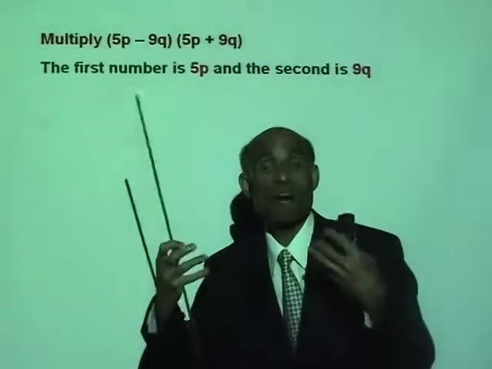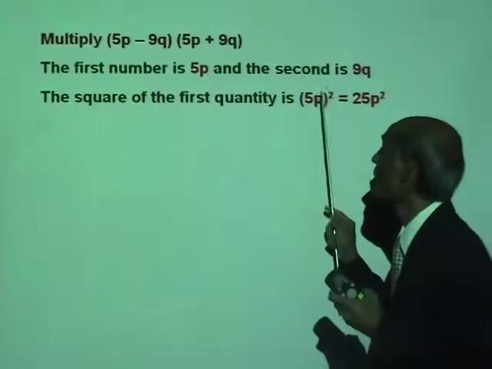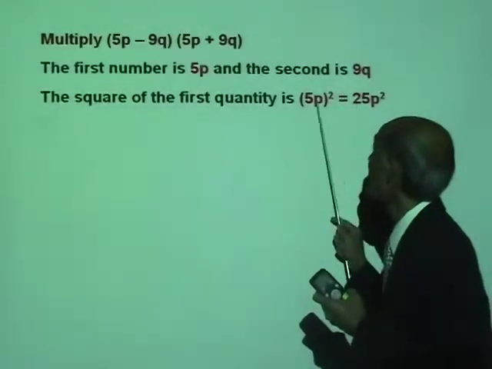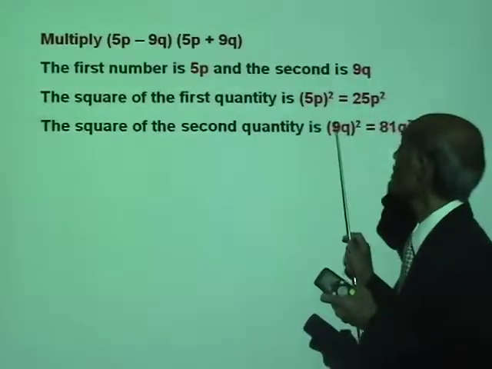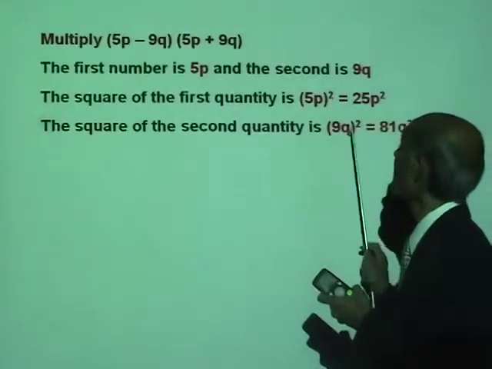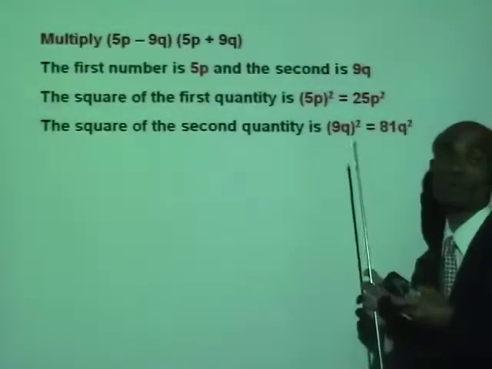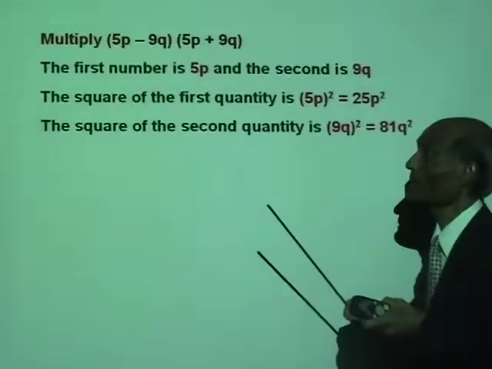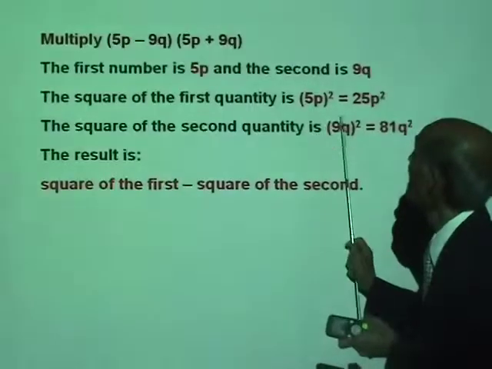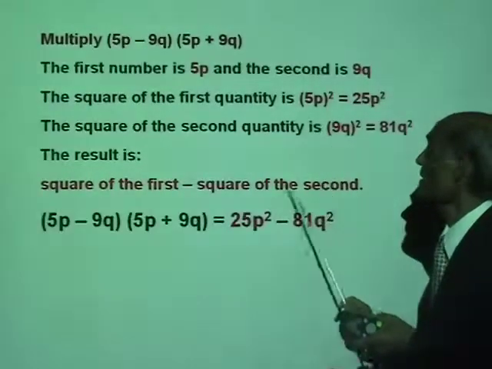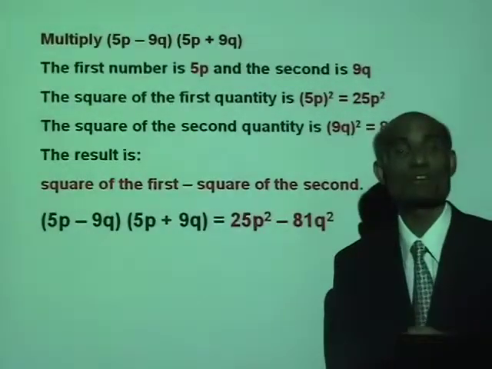So, the first number is 5p and the second number is 9q. All we need to do is find the square of each of those. The square of 5p is 5 squared, 25p squared. And the square of the second quantity, 9q all squared, is 9 squared, 81q squared. Now the result is the square of the first minus the square of the second. That is 25p squared minus 81q squared.